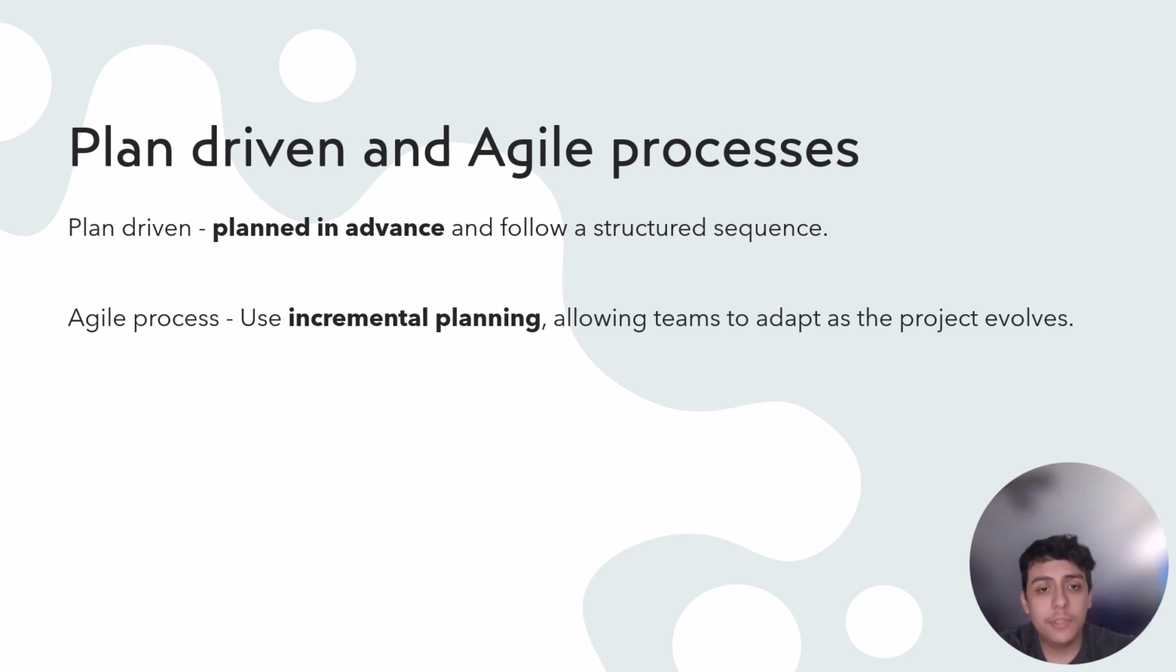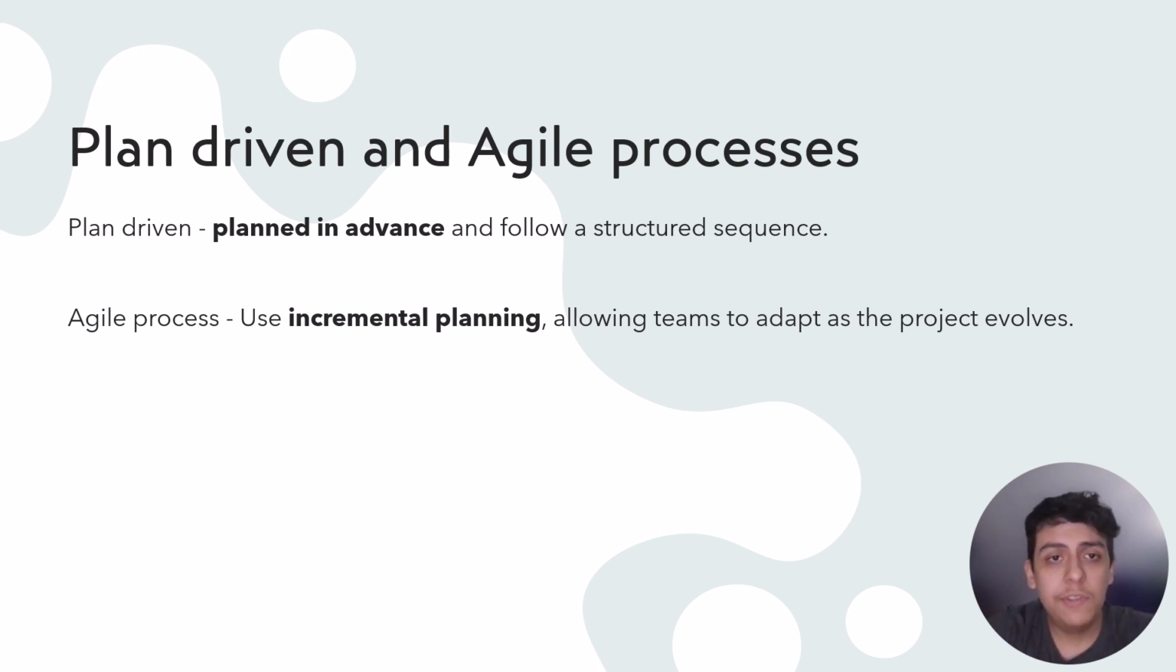Alright, so our next topic is about plan-driven and agile processes. For plan-driven processes, it means that activities are planned in advance and that they follow a structured sequence, and they're usually best suited for projects with stable, well-understood requirements.